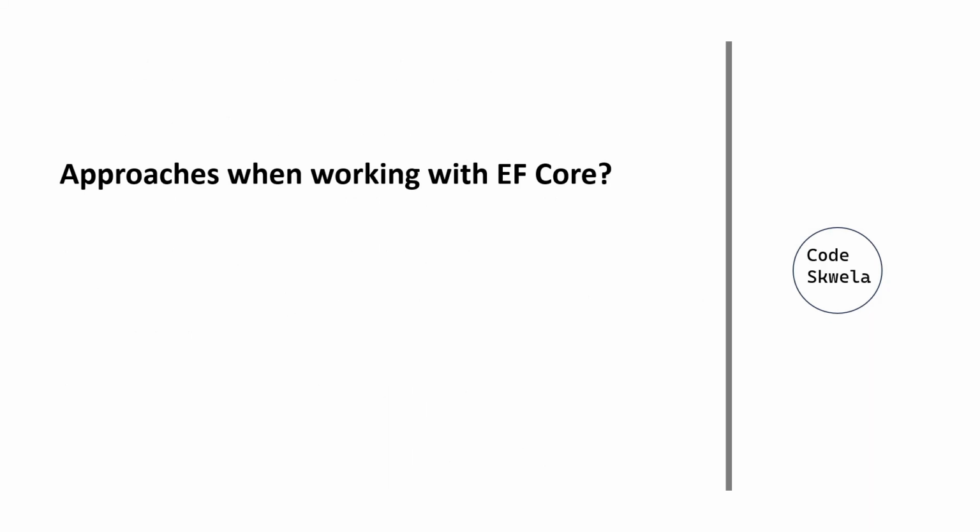There are two approaches when working with EF Core. The first one is code first. In this approach, you focus on your entity classes and use migrations to manipulate your database to conform to your models. So, the structure of your database will always come from your models. In short, it's model focused.